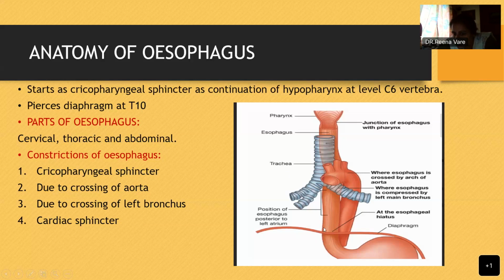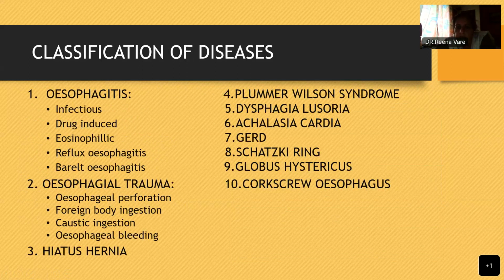This is the esophageal hiatus in the diaphragm, where the esophagus is perforating the diaphragm and going down and continuing as the stomach. So parts of the esophagus are cervical, thoracic, and this is the part which is abdominal. Now classification is again 10 basic types: esophagitis, esophageal trauma, hiatus hernia, Plummer-Vinson syndrome, dysphagia lusoria, achalasia cardia, GERD, Schatzki's ring, globus hystericus, and corkscrew esophagus.